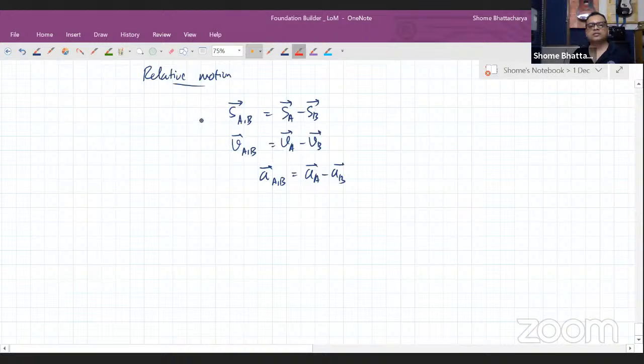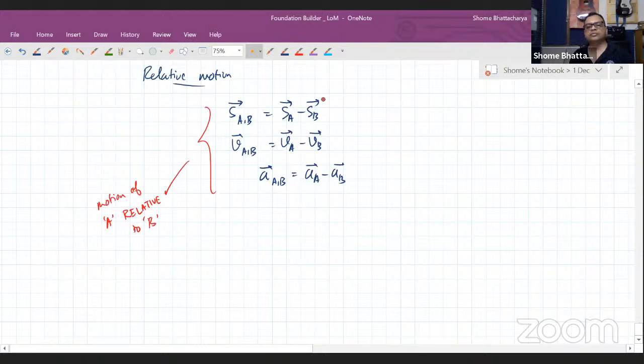Okay, on this side, we have the motion of A relative to B. And on this side, we are writing it in terms of the motion of A and B with respect to the common ground frame.